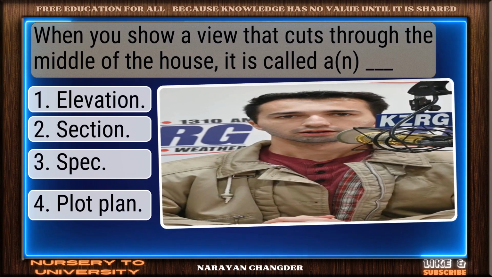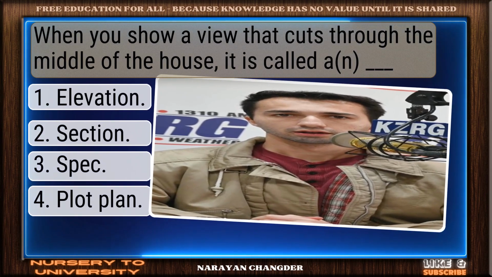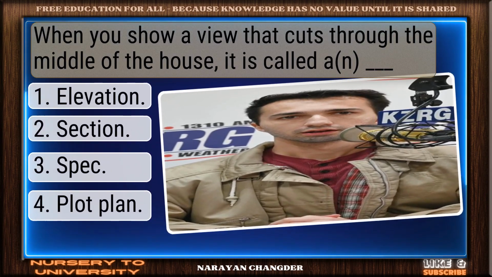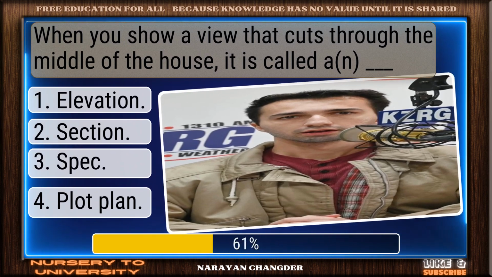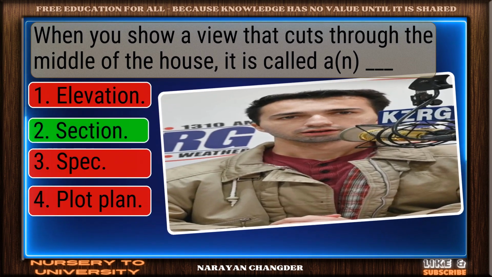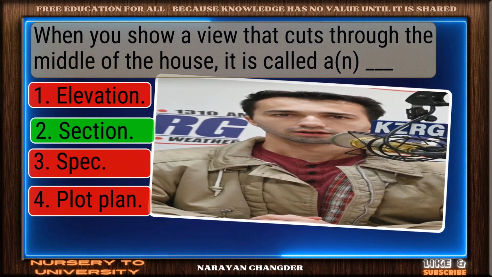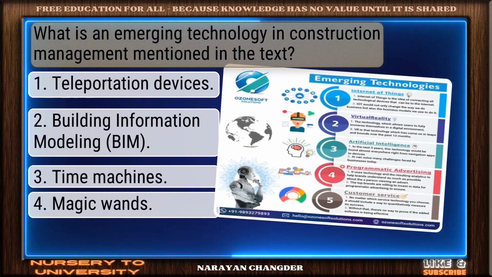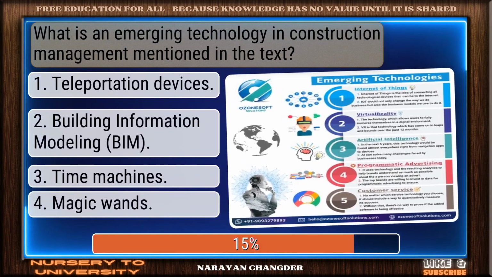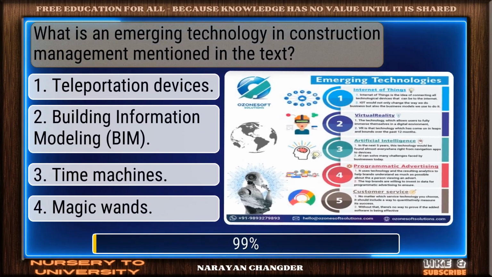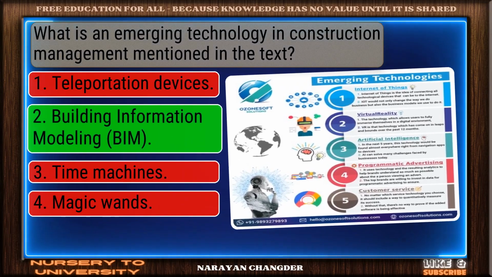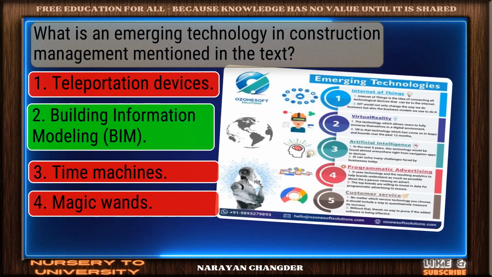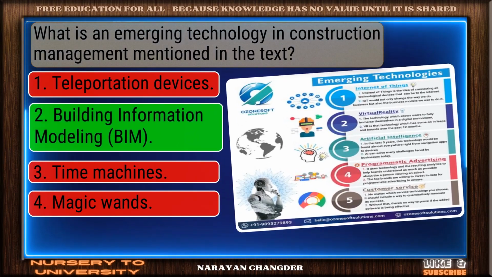When you show a view that cuts through the middle of the house, it is called a dash. Correct. Section is the right answer. What is an emerging technology in construction management mentioned in the text? Nice work. You chose building information modeling, and it is correct.